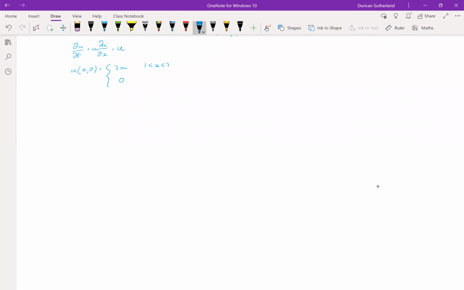Okay, so we're going to look at this quasi-linear PDE. It's a first order PDE, so let's solve it by the method of characteristics. So we firstly let x be a function of t, right? We now want to deduce what happens to u as a function of t, du as a function of t by the chain rule.